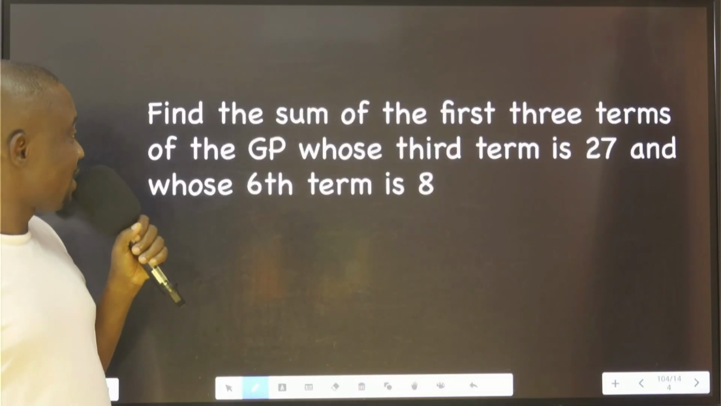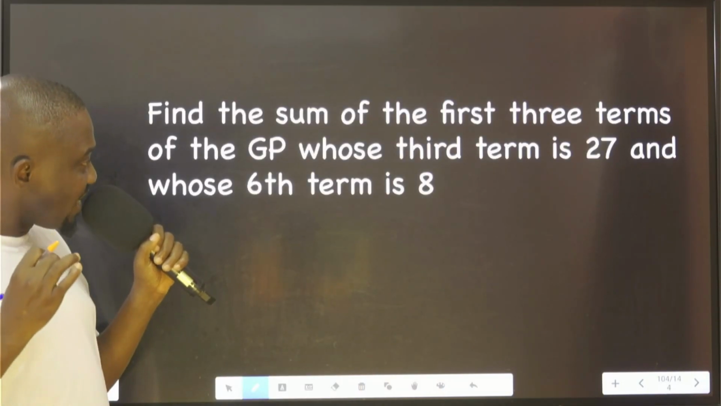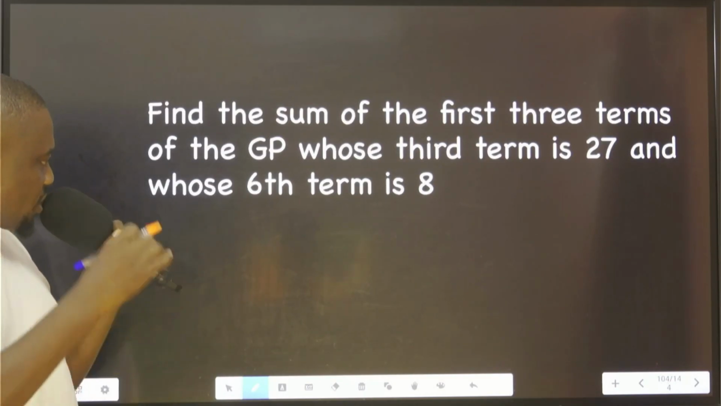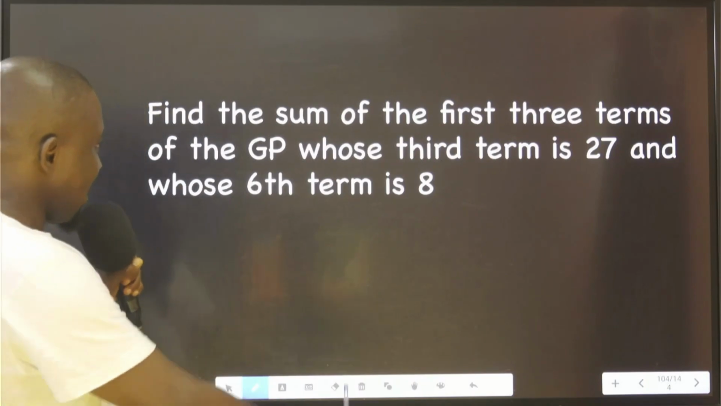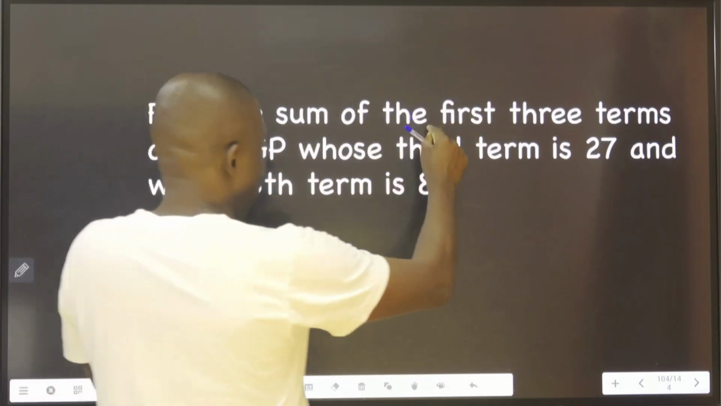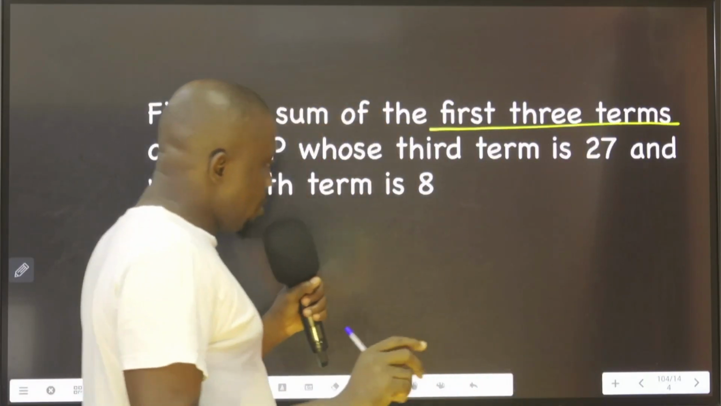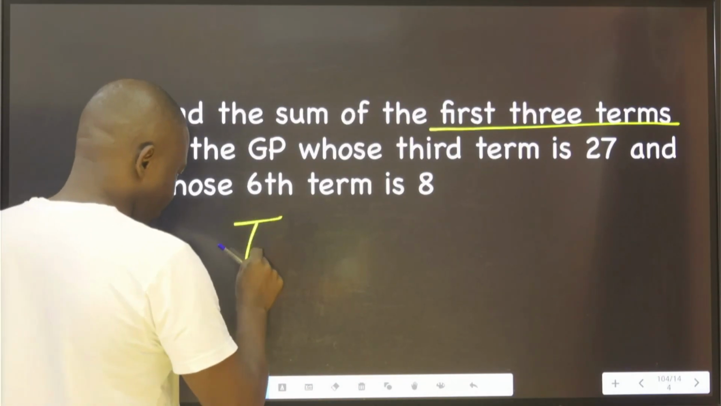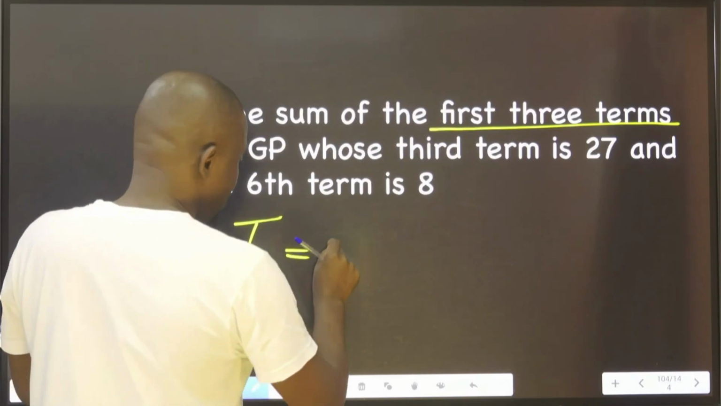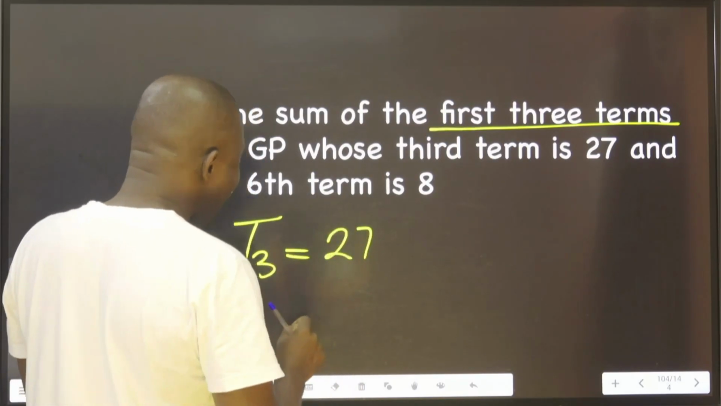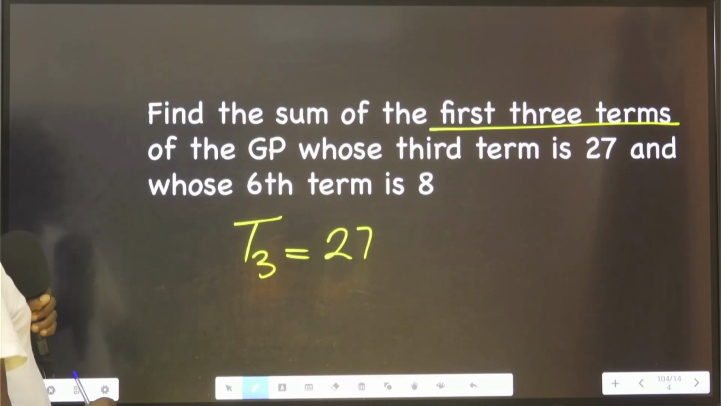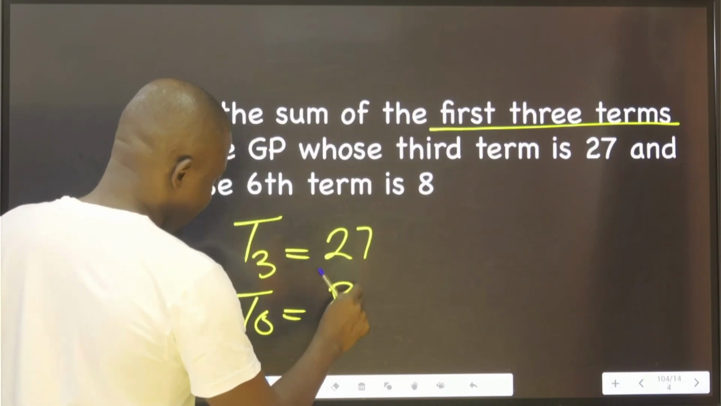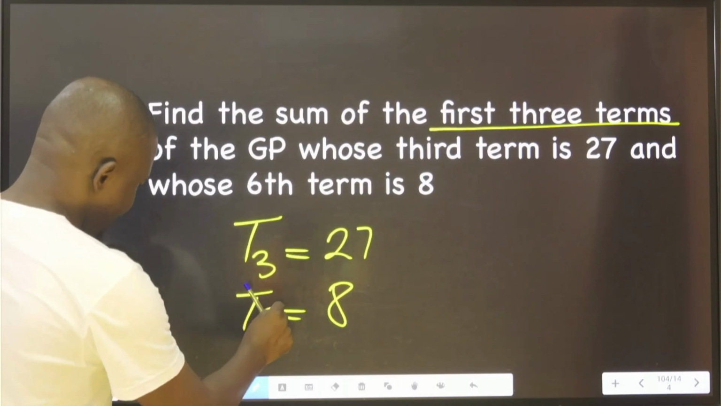Let's look at this. It says, find the sum of the first 3 terms of the GP whose third term is 27 and whose sixth term is 8. Let's see. First 3 terms we are asked to find. No problem. But we are given that the third term is 27 and whose sixth term is 8. The sixth term is 8.